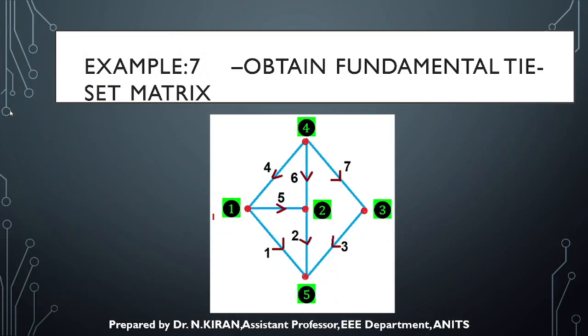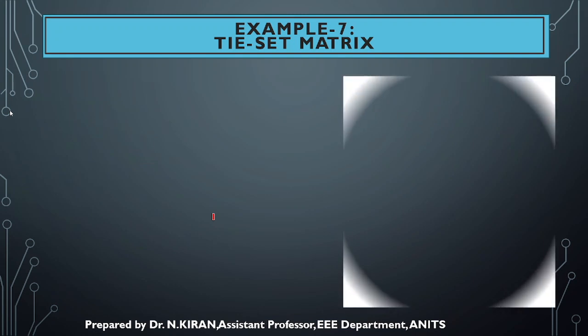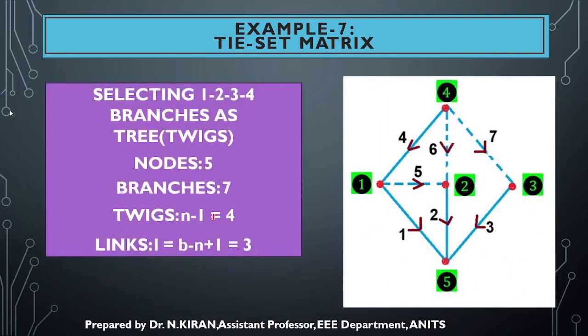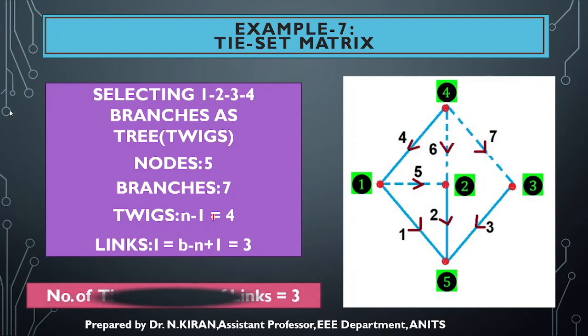Coming to my next example, an oriented graph is given. We need to find the fundamental tie set matrix. So here also I'll consider 1, 2, 3, 4 branches as the tree branches, and the remaining branches will serve as links. Since I have 3 links here, the number of tie sets will be 3.